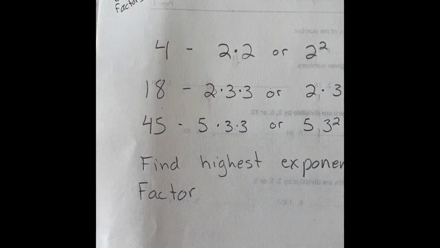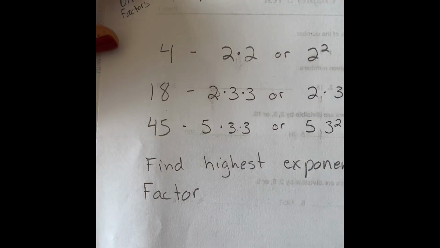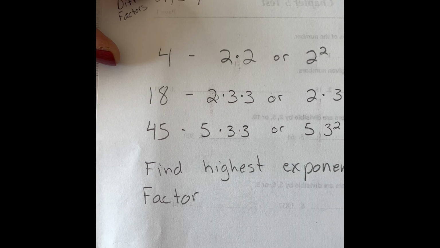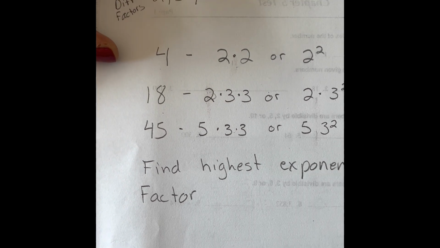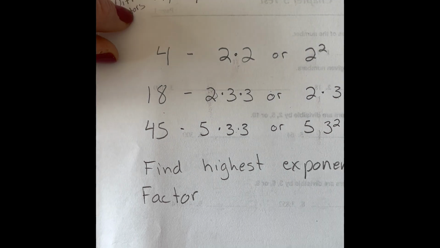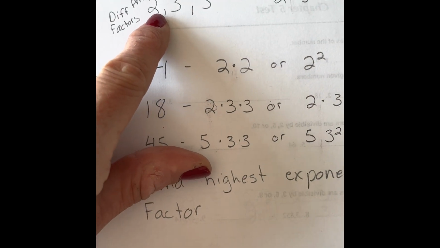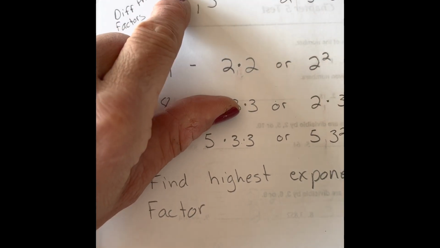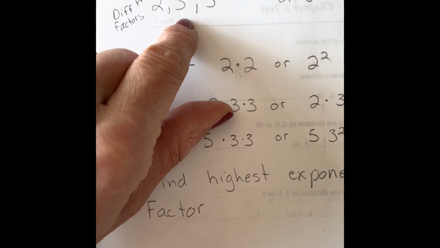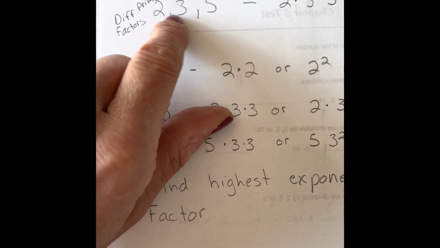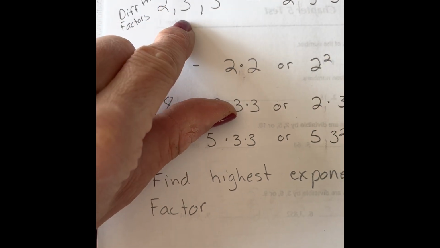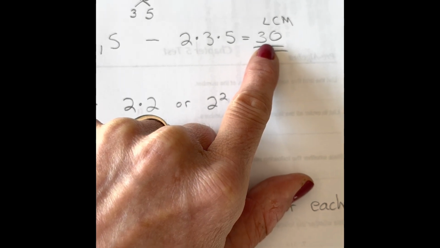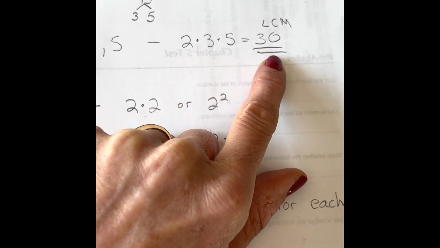If you were given the numbers 6 and 15, then you could also do a factor tree and find all of the factors, and then you're going to write down the different prime factors. So the different prime factors are 2, 3, and 5. 3 is written down 2 times, but they have to be different. So there's only 3 that are different, 2, 3, and 5. 3 is common to both, but we only write it down once. And then you multiply those together, and the least common multiple is the answer when you multiply these together. So it's 30.